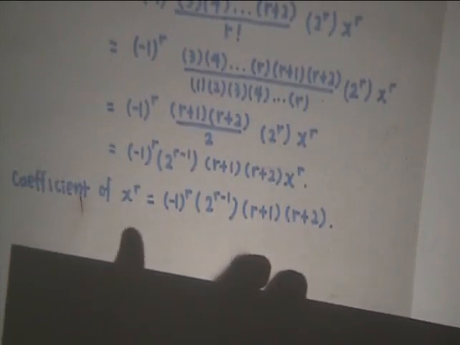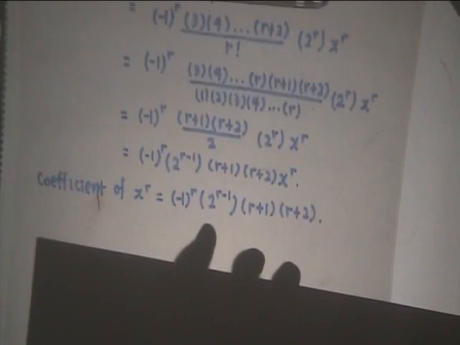So from here we cannot simplify further, so we can say that the coefficient of x to the power of r is minus 1 to the power of r times 2 to the power of r minus 1 times r plus 1 times r plus 2. That's all for binomial expansion.